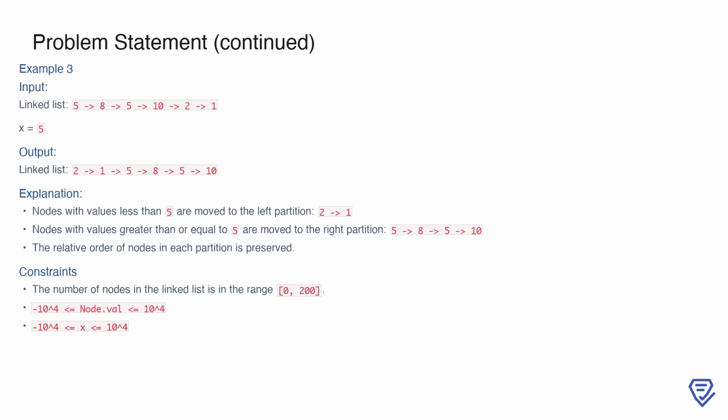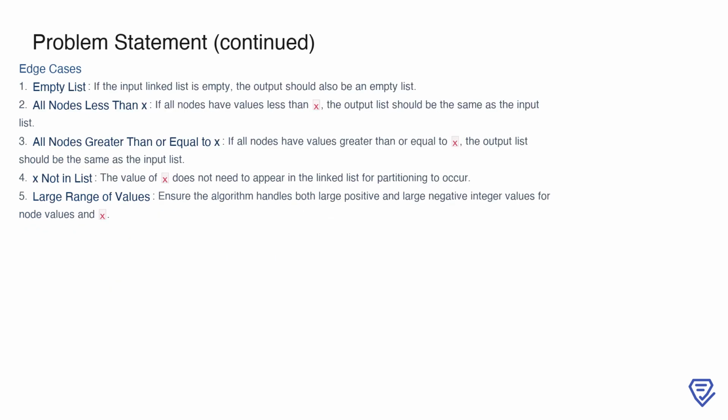There are a few edge cases to consider. First, if the input linked list is empty, the output should also be an empty list. Second, if all nodes in the list have values less than x, the output should remain unchanged, as the entire list already forms the left partition. Similarly, if all nodes have values greater than or equal to x, the list also remains unchanged as it naturally forms the right partition. It's also important to note that the value x does not need to appear in the list for partitioning to occur.